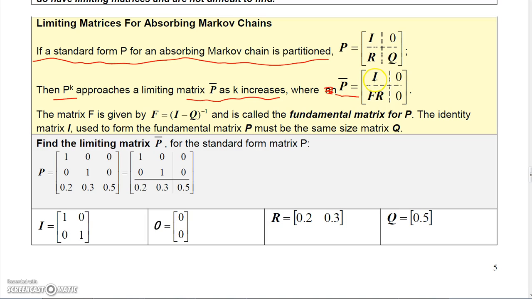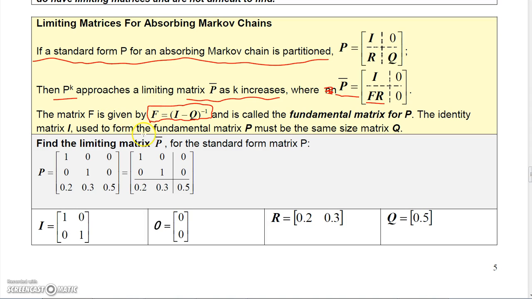Now notice that this matrix has I in this quarter, 0 in this quarter, 0 in this quarter, but it has FR in this quarter. So what is FR? FR is the product of F and R, where F is the matrix (I minus Q) inverse, and this is called the fundamental matrix for P. And I, of course, is the identity matrix.